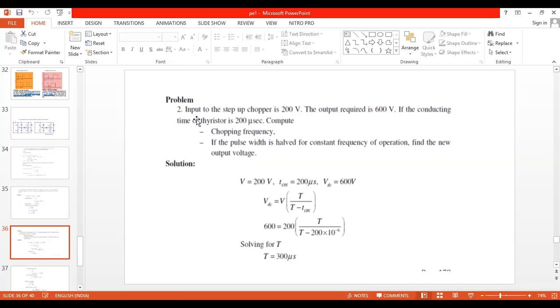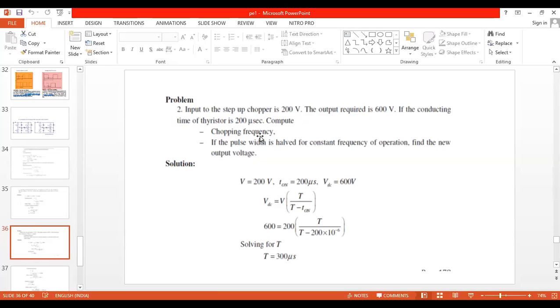So what is it saying? The input to the step up chopper is 200, the input voltage. Output required is 600, so output voltage is 600. So 600 equals 200 into the conducting time. The conducting time of the thyristor means T on, only the T on. How many microseconds here? 200 microseconds. The conducting time of the thyristor is 200 microseconds. Here we say T on.